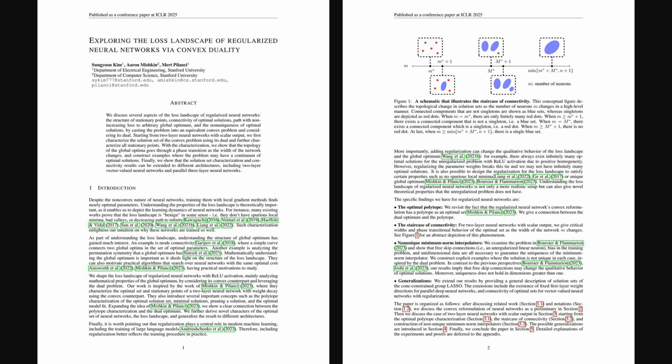So, wrapping things up, these examples really highlight the main takeaways. We saw how convex duality helps understand the staircase of connectivity, how optimal solutions link up as networks widen. And it reveals conditions where optimal solutions, like minimum norm interpolators, might not be unique, which we saw visually. It's a powerful framework for these complex problems.